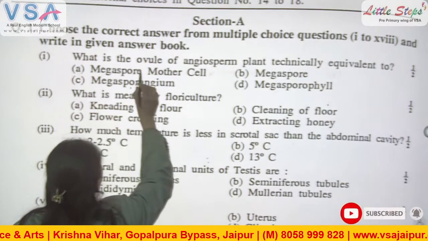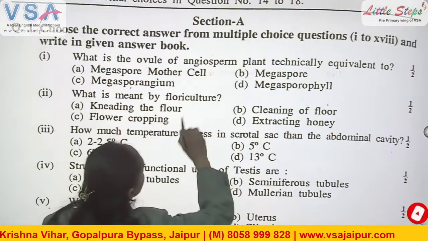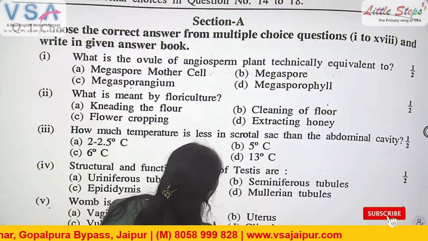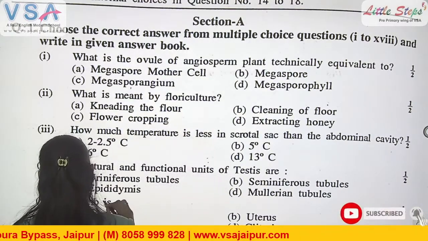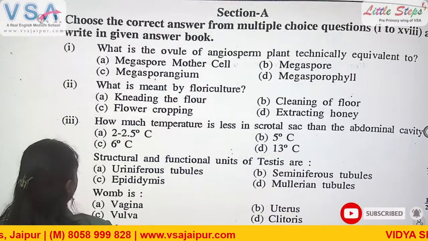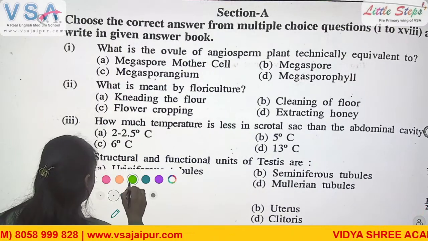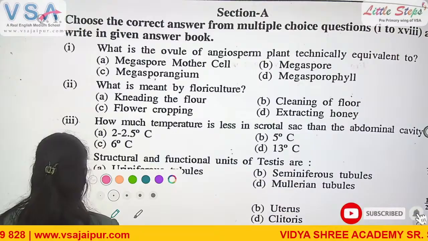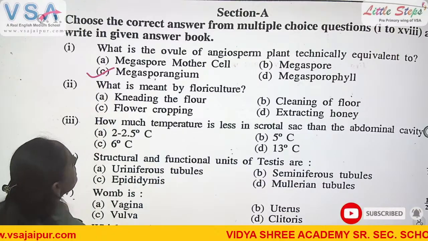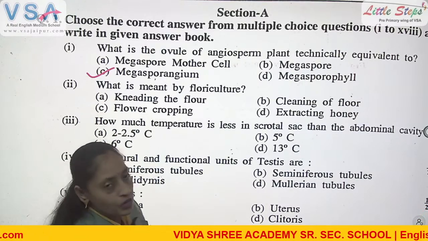First is, what is the ovule of angiosperm plant technically equivalent to? The answer is option C, megasporangium.